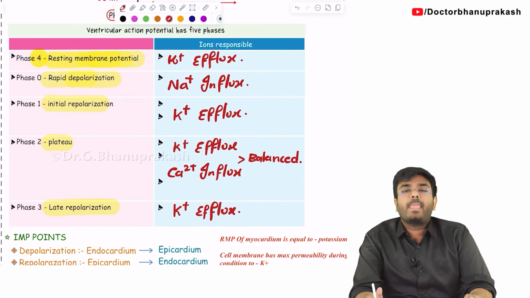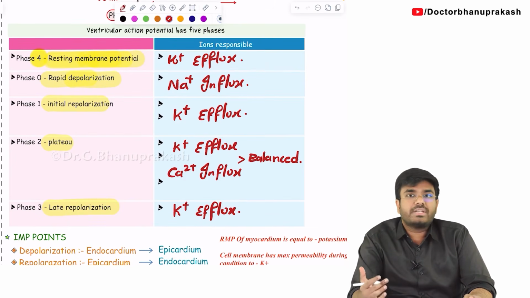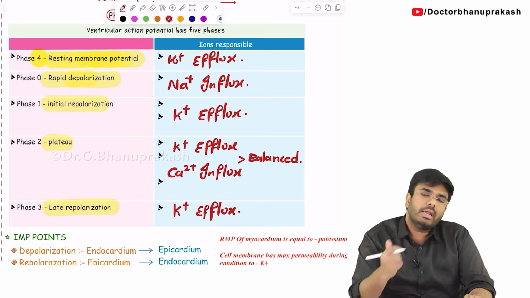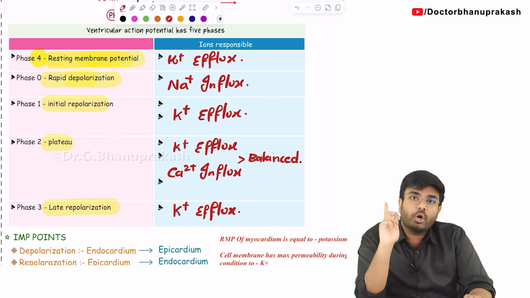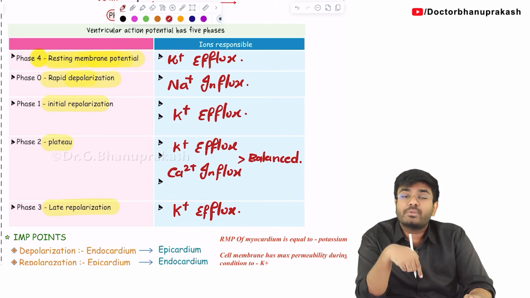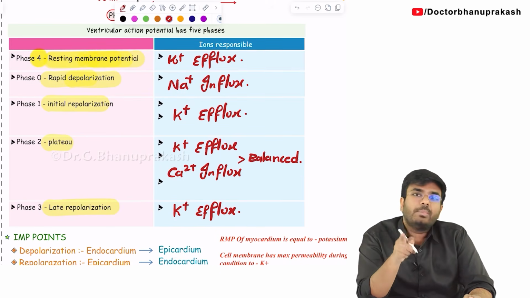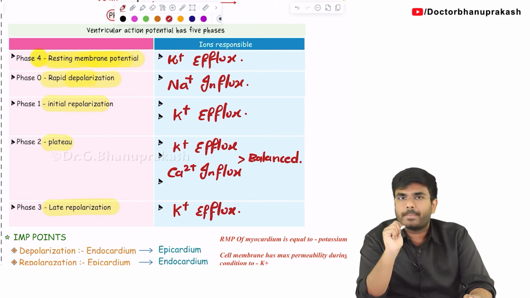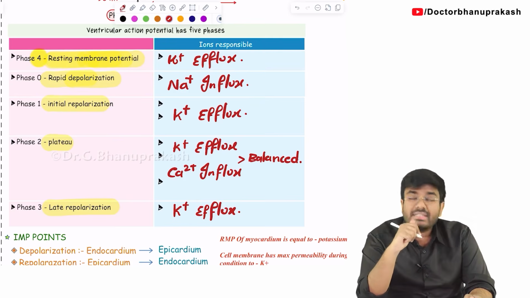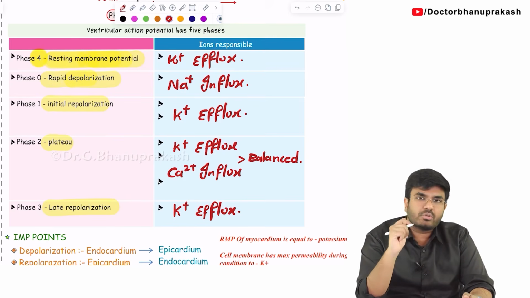Now, having said that, how can you expect an MCQ in your FMG exam or NEET PG exam? The question is, depolarization of the SA node is dependent on calcium. Depolarization of the ventricular myocyte is dependent on sodium. Next, during the plateau phase, what happens? During the plateau phase or phase 2, potassium efflux is balanced by calcium influx. In one of the recent NEET PG exams, this question was there.